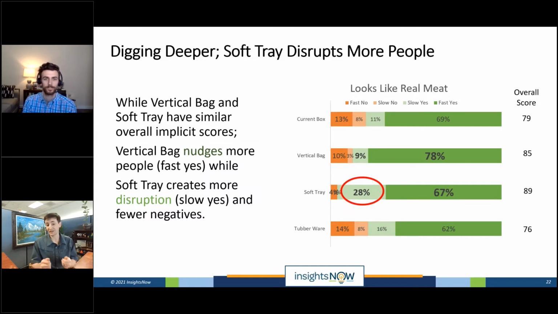So if you were considering between these two options, if you're saying which of these two should I pick, understanding the implicit explicit breakdown helps you understand that the vertical bag is something that would nudge existing behavior along a little bit better than the soft tray, and the soft tray is going to be slightly more disruptive than the vertical bag. So depending on your go-to-market strategy and what you're trying to do with that product, you may pick one or the other because you know it delivers better behaviorally.